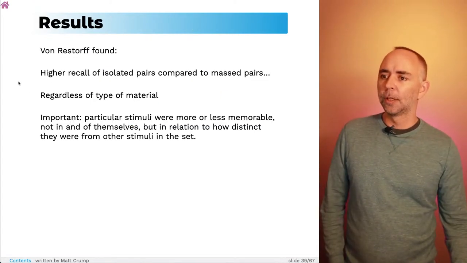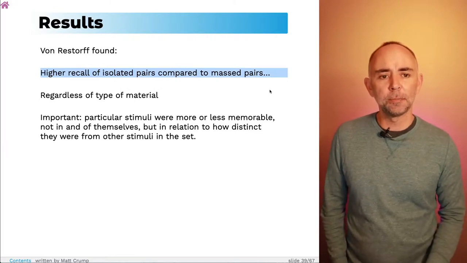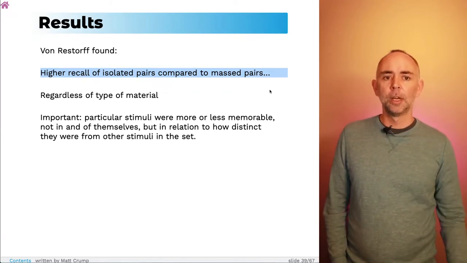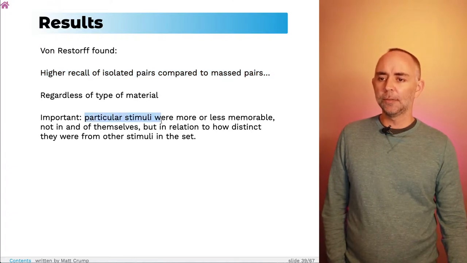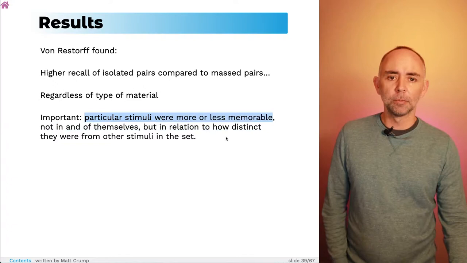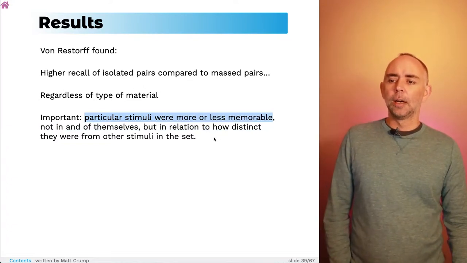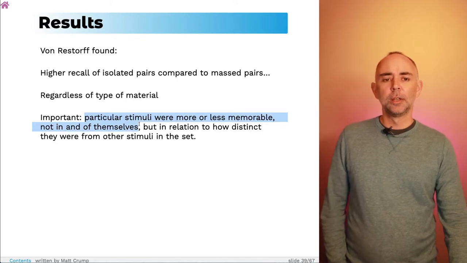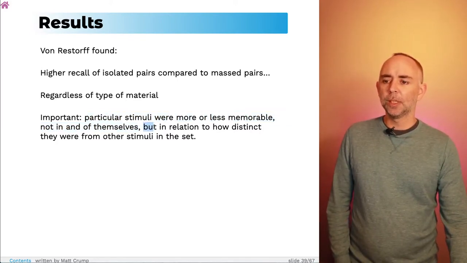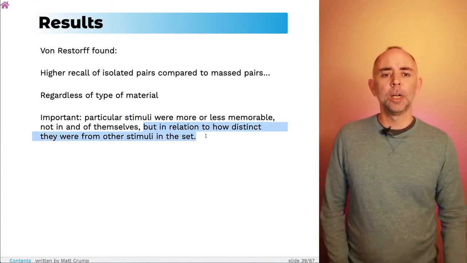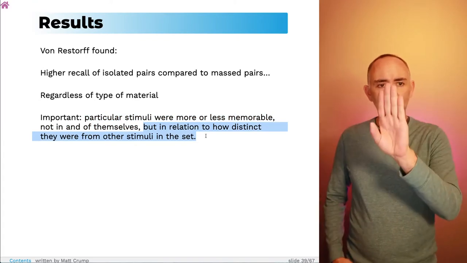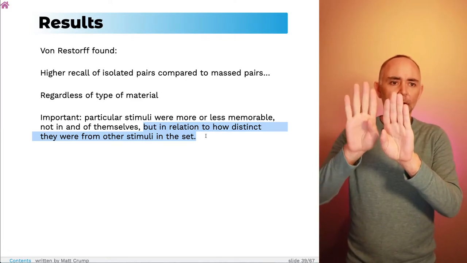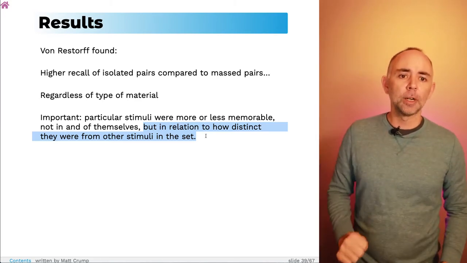And here are her results. She did find higher recall of isolated pairs compared to the masked pairs. And this was regardless of the type of material. So she found that across all those different types of lists. And this means that particular stimuli were more or less memorable, not in and of themselves, but in relation to how distinct they were from other stimuli in the set. So your memory for one thing wasn't just how memorable this thing is. Your memory for this thing depends on how it is presented against a backdrop of other items.